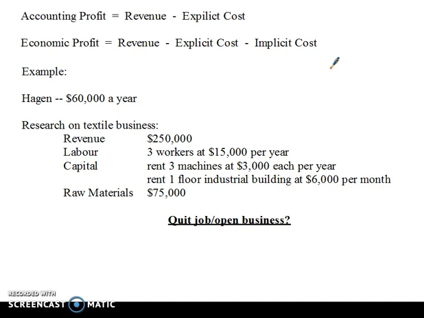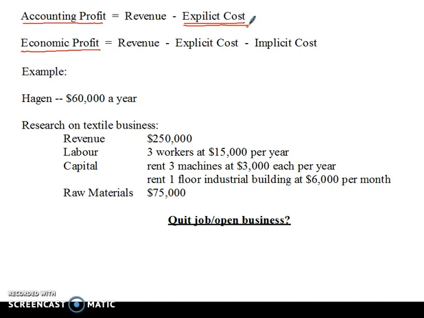And on this podcast, we're going to look at an example of the difference between implicit cost and explicit cost. And what that really means is we're going to look at an example of the difference between accounting profit and economic profit. So remember, an explicit cost is when money actually leaves the firm, when a firm actually pays for resources, pays for inputs.